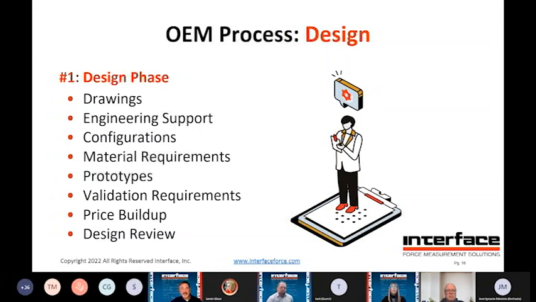And then at the end of that design phase, we're doing our design review. So this is where we're going over everything. And that's, once again, one of the key things with partnering with the customer. So we get everything communicated at this stage of the game.